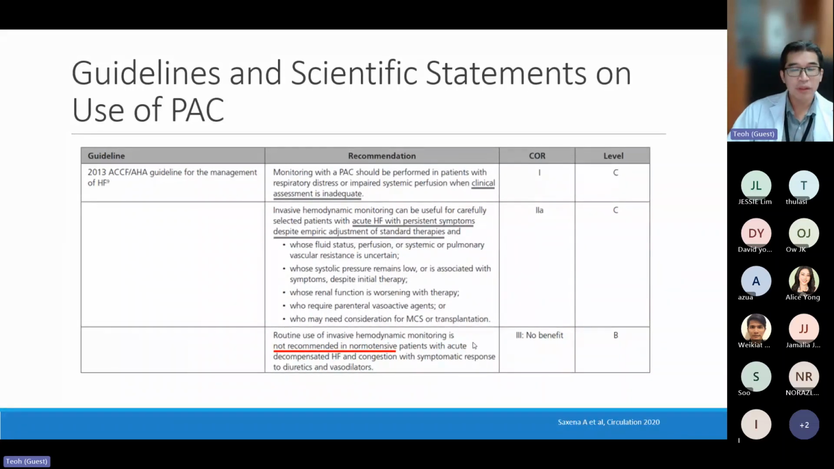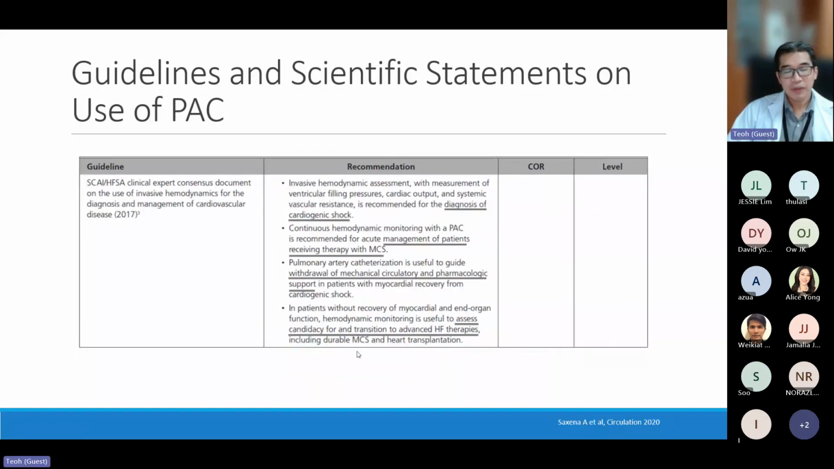It means after you start treatment, the patient doesn't progress in the direction you want, then it's time to ask yourself again whether you're making the correct diagnosis, whether you're giving the correct medication for the patient or not. So it's by inserting all this advanced monitoring that you prove that. And of course, this PAC is not recommended in a patient without shock, without poor perfusion, and definitely is not for those normotensive patients.